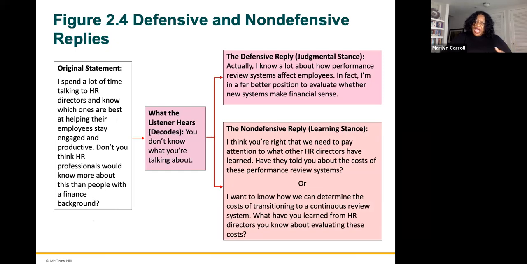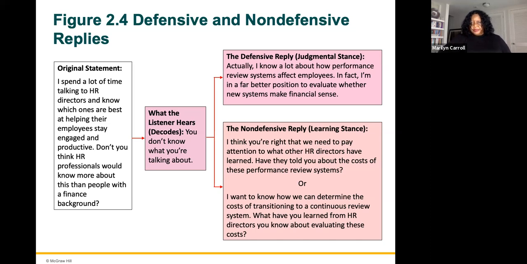Again, the original statement was, "I spend a lot of time talking to HR directors and know which ones are best at helping their employees stay engaged and productive. Don't you think HR professionals would know more about this than people with a finance background?" But what the listener heard was, "you don't know what you're talking about." The defensive reply would be, "Actually, I know a lot about how performance review systems affect employees. In fact, I'm in a far better position to evaluate whether new systems make financial sense."